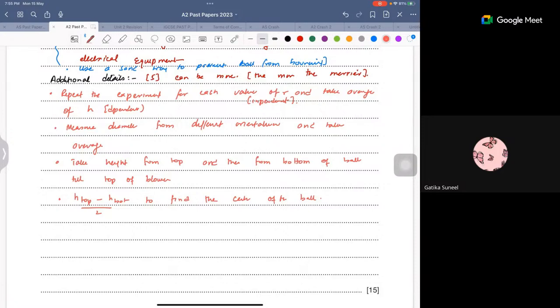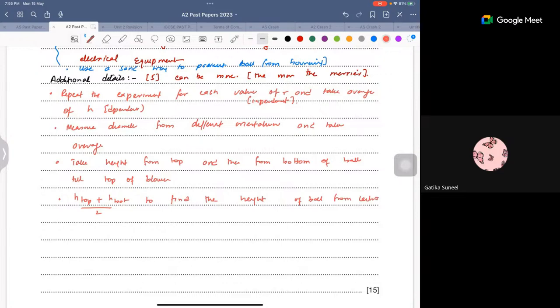That is one. You can also take the top. You can basically add them and divide by 2 to get this. That would give you the height. To find the height, that would even be better. Height of ball from center.